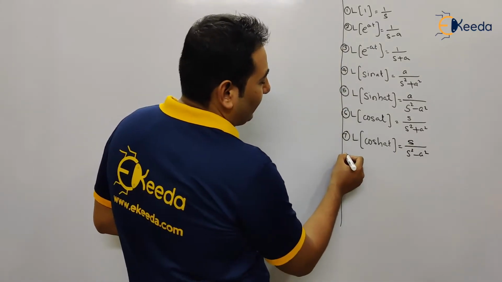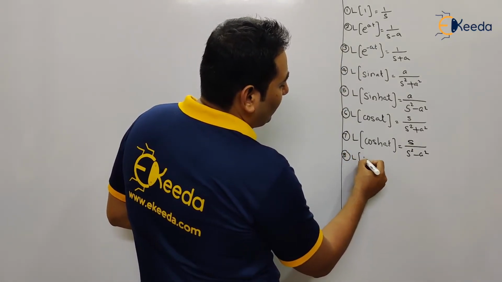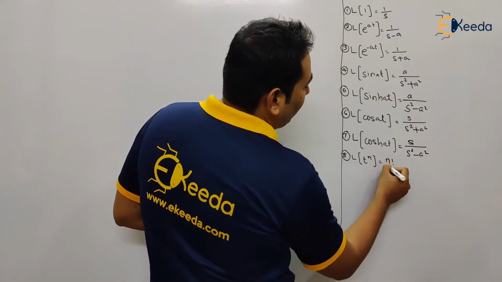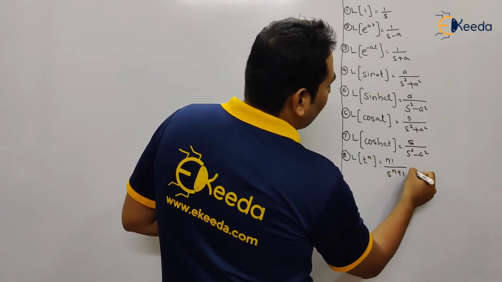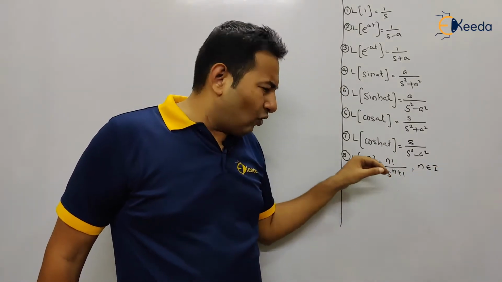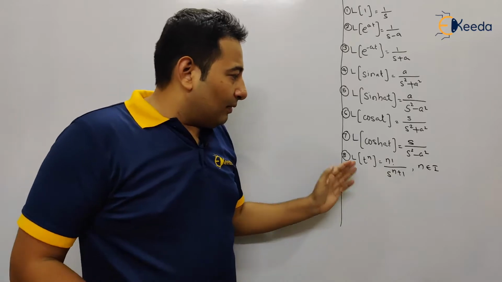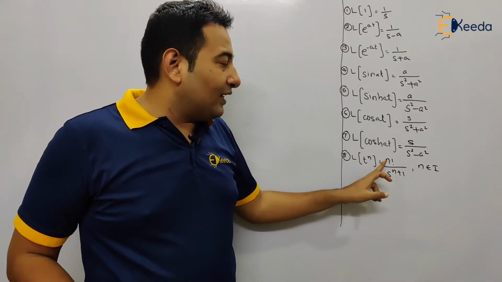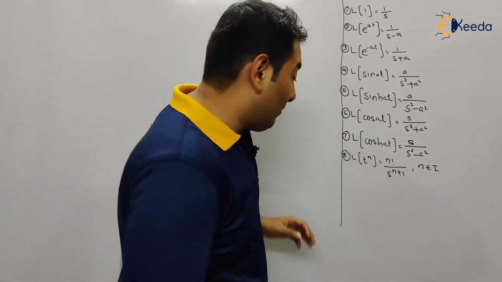Next, number 8. Laplace of t raised to n is n factorial upon s raised to n plus 1, if n is an integer. This formula we are going to discuss later on, but as of now, remember this formula. Laplace of t raised to n is n factorial upon s raised to n plus 1.